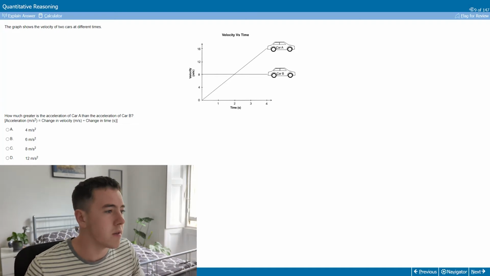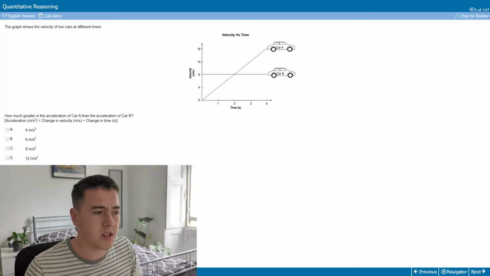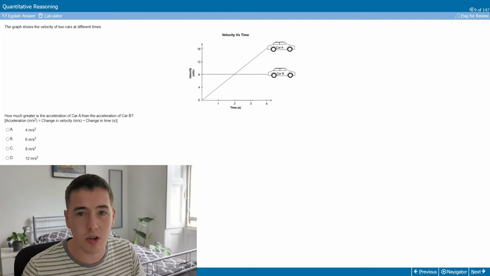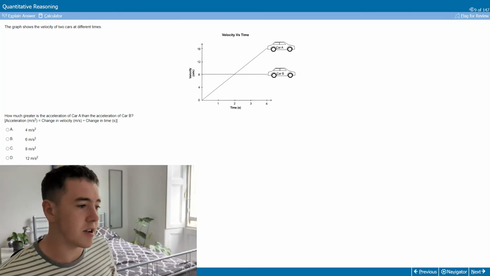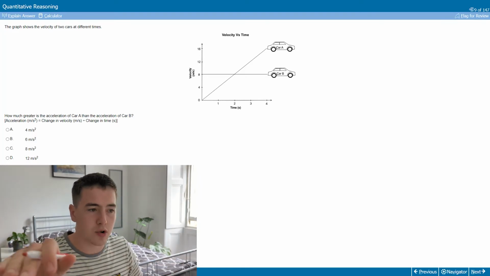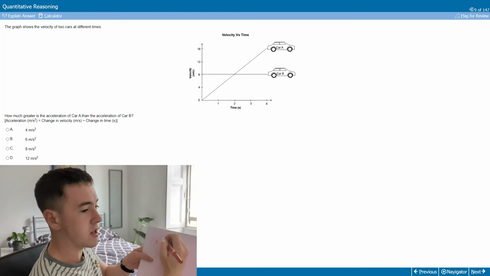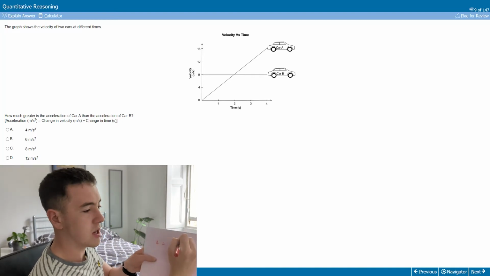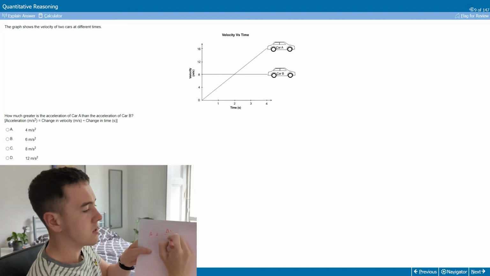So velocity versus time. If you've done some quantitative reasoning practice, you will probably have seen questions like this quite a lot, so you'll be getting familiar with the formulas. How much greater is the acceleration of car A than car B? Straight away we can see that on the velocity graph, car B has a straight line, so there's going to be a 0 in this equation. We've been given the equation here: acceleration is change in velocity, so delta V over change in time.